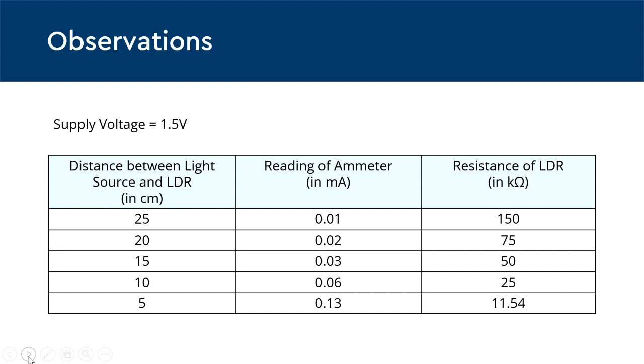Now I have recorded all the observations in the form of a table. The supply voltage was kept fixed at 1.5 volts, and as I varied the distance, the reading of the ammeter changed. For every reading, I have also calculated the resistance of LDR by using the formula resistance equals voltage upon current.